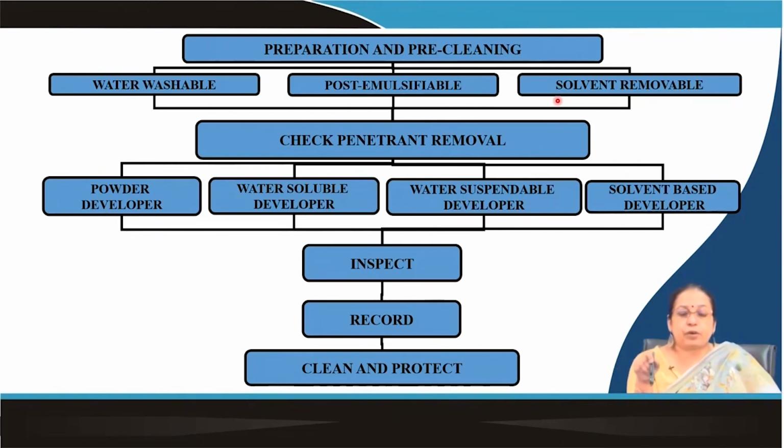The surface has to be cleaned properly, and then you apply the penetrant. After application, you have to wait for a while and then remove it, because the penetrant should not be left on the surface. You have to check carefully whether it has been removed properly, and then apply the developer, which may be powder, water soluble, water suspensible, or solvent based. You inspect it by optical microscopy, record it, and then clean and protect the surface. These are the steps followed for liquid penetrant testing.